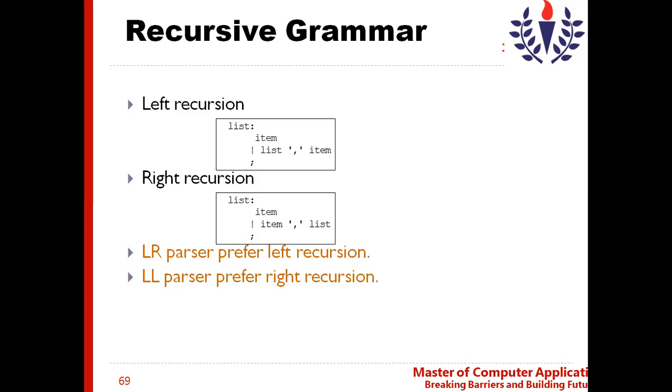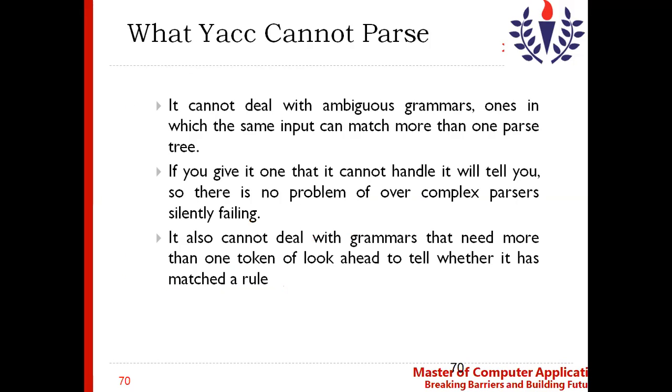Whereas in the next example, it's present on the right side, right recursive grammar. So the non-terminal symbol will keep on calling itself. If you look at the grammar, the same thing happened in the previous example also. The EXP is present in the left side as well as in the right side. So LR parser will always prefer the left recursive grammar. LL parser will prefer the right recursive grammar.